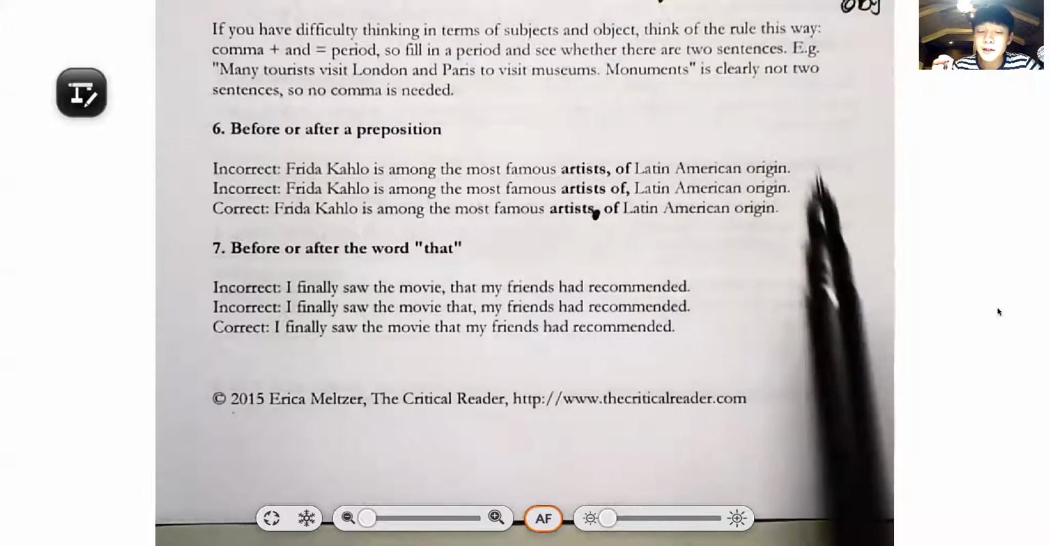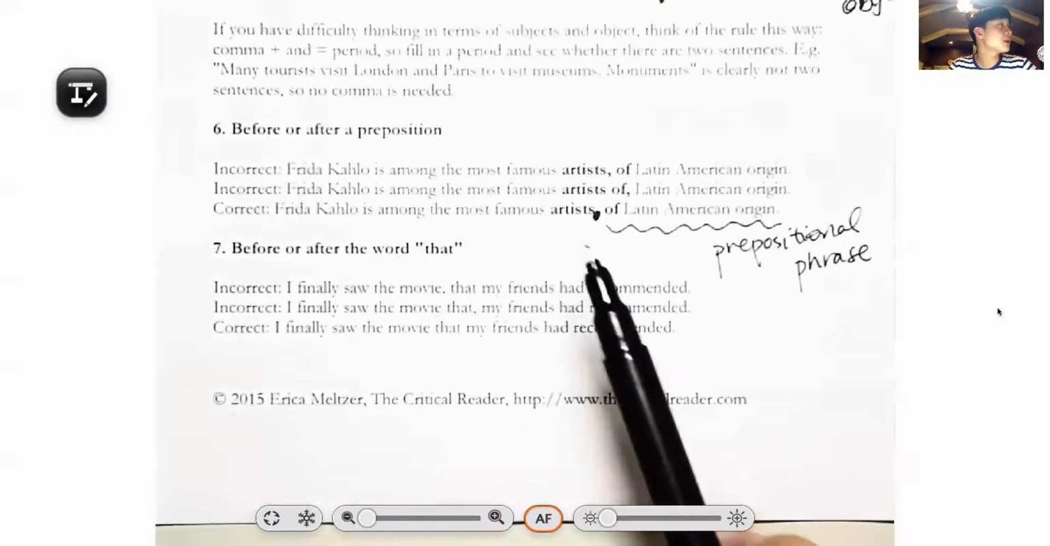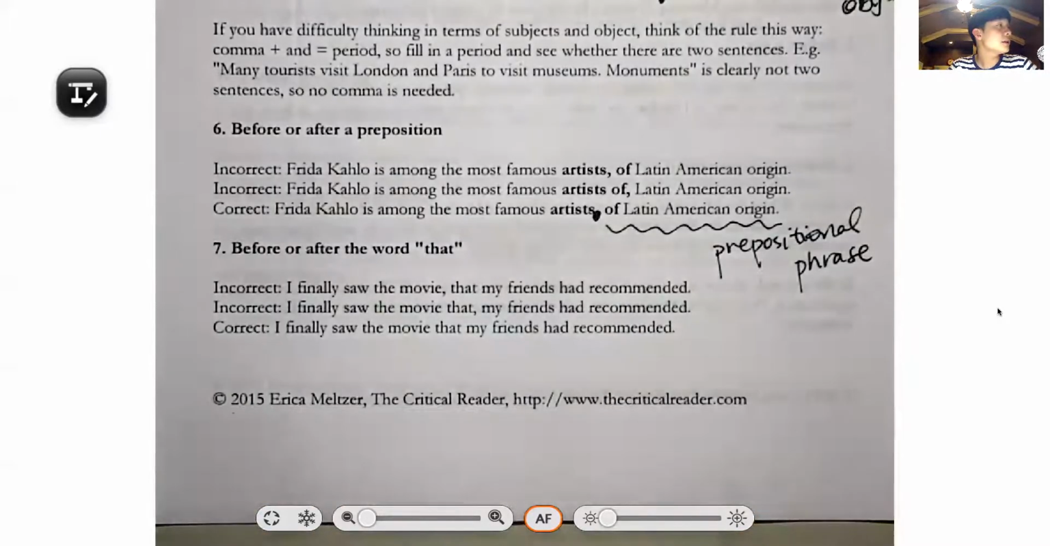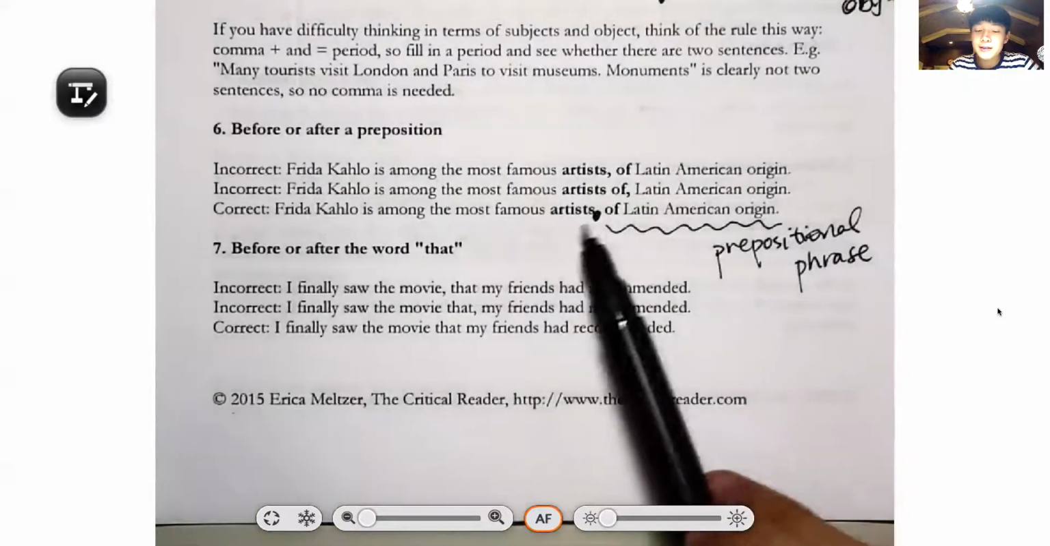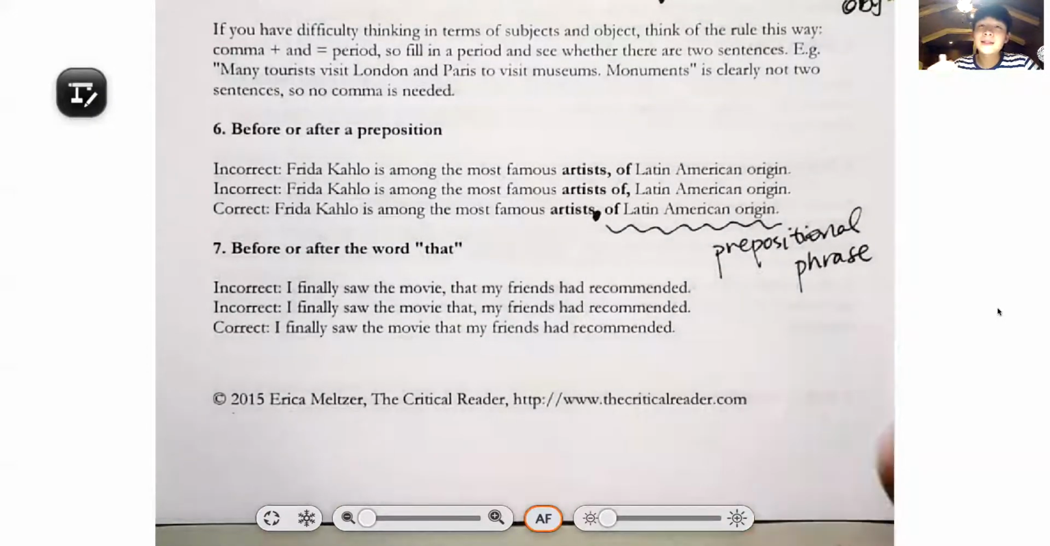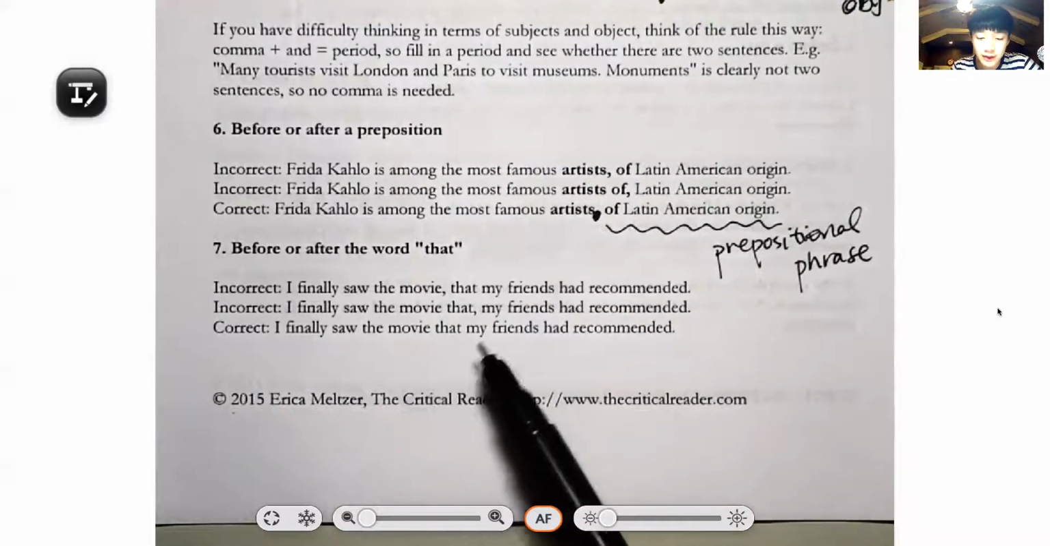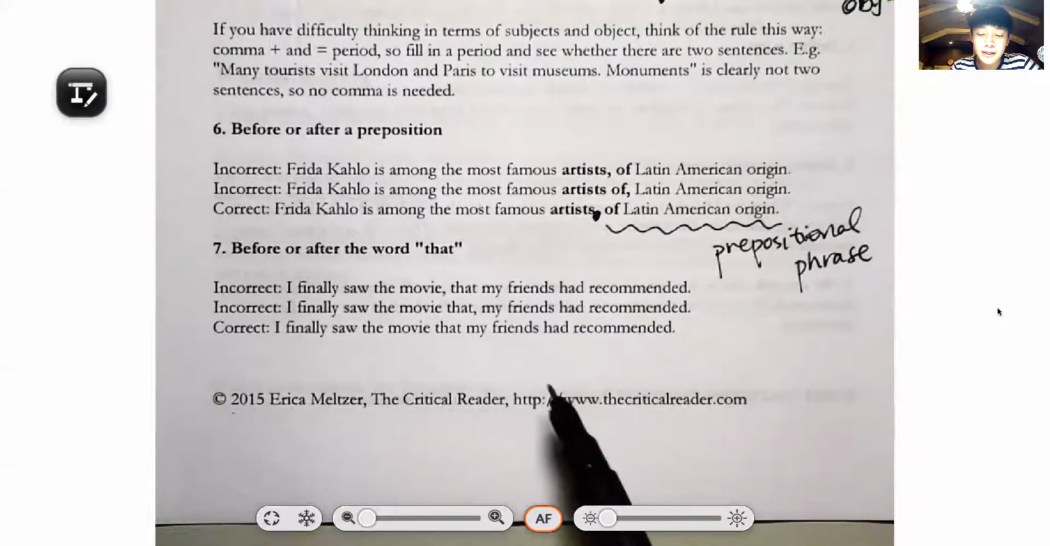So "of Latin American origin" is our prepositional phrase, right? So if this is our prepositional phrase, we should know never to put a comma before it, because the prepositional phrase is describing this artist right here. But it's one with the word artist. It's not supposed to be separated like that. Before or after the word that, I finally saw the movie that my friends had recommended.